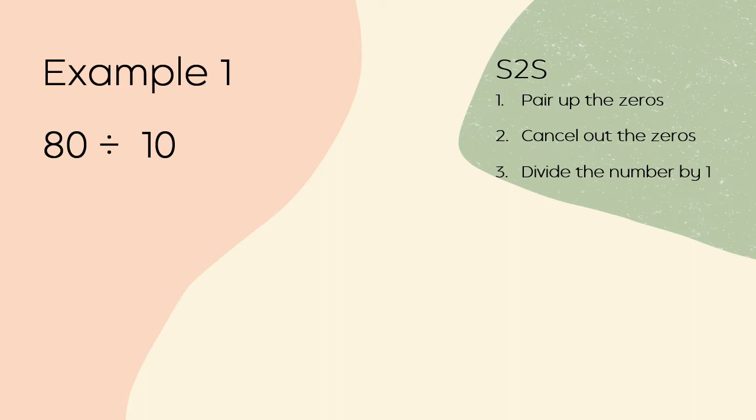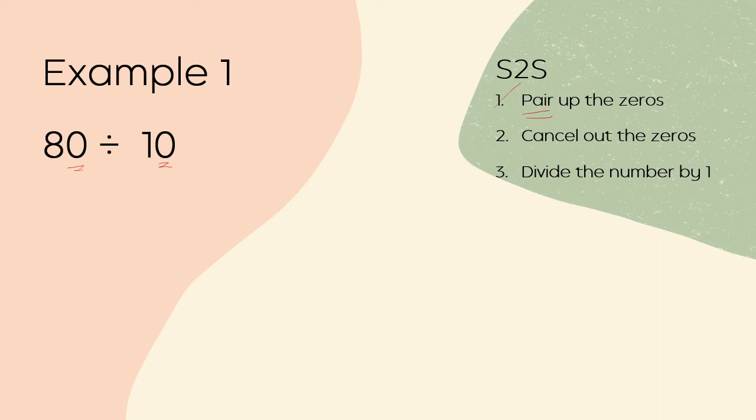So step 1, pair up the zeros. Now pairing means when it's a pair, then there's two. So there's always two people or two things, twos in every pair. So you have to pair up the zeros. So we have 1 zero here and we have another zero here. So they have paired up. These two zeros, they are a pair. So you have to pair up the zeros.